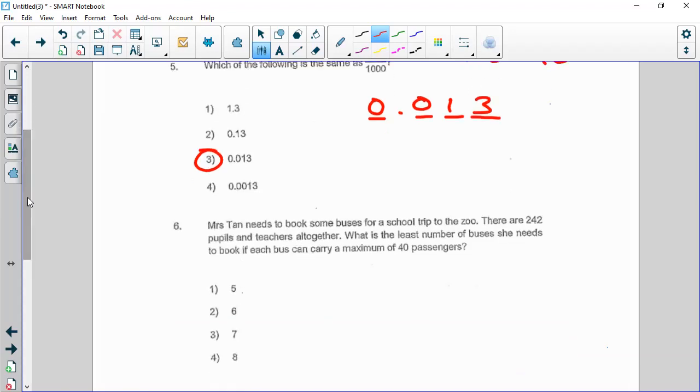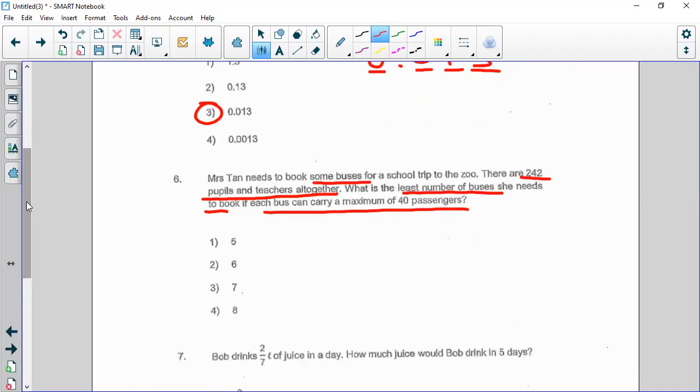Okay, question 6. Now, Mr. Star needs to book some buses for a school trip. There are 242 pupils and teachers altogether. What is the least number of buses she needs to book if one bus can carry a maximum of 40 passengers? So you have to take everybody, which is 242, and then you divide by 1 bus, 40 passengers. Then you must do some guess and check. So what times 40 is 242, or very near to 242. 6 times 40 is 240, right? Then you minus and you get a remainder 2.